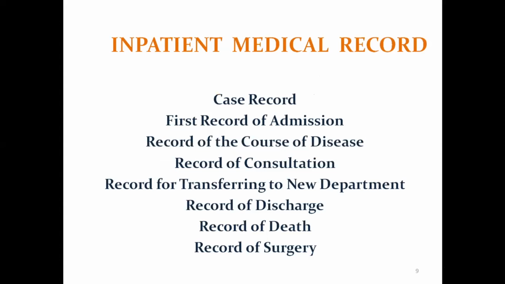Inpatient medical record consists of a case record, first record of admission, record of course of disease, record of consultation, record for transferring to new department, record of discharge, record of death, and record of surgery. So this is the inpatient medical record contents. We will go one by one.